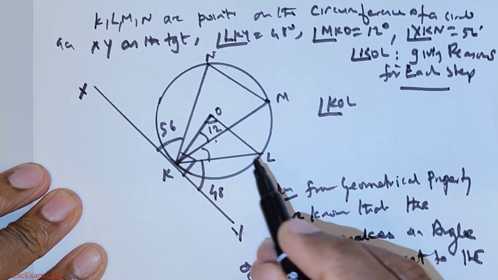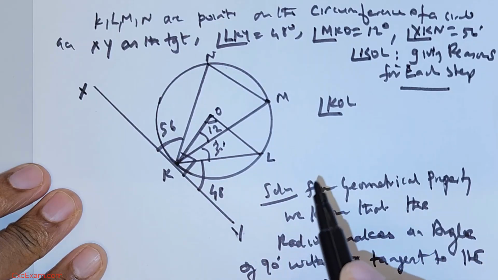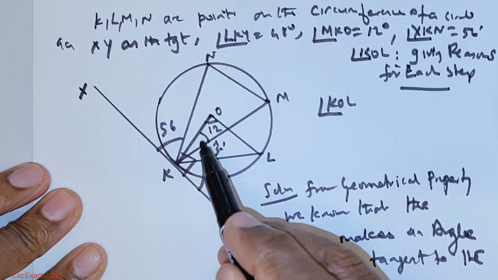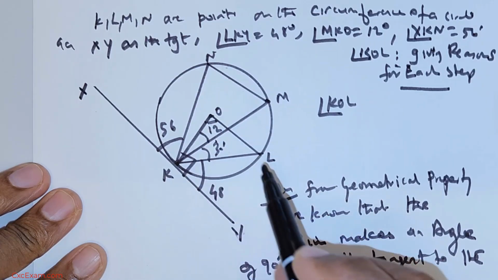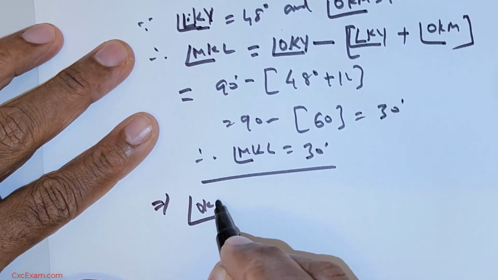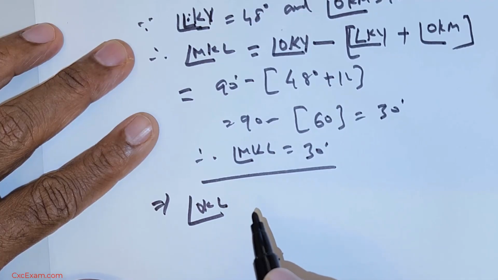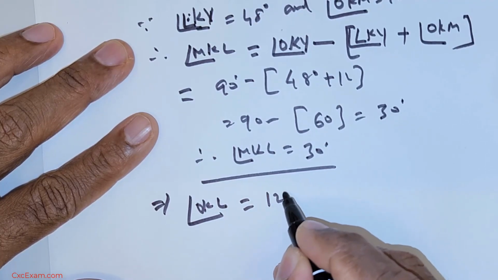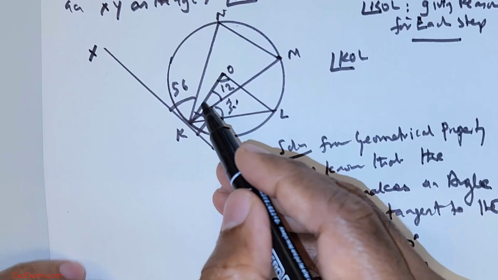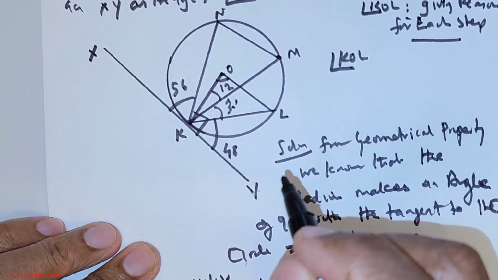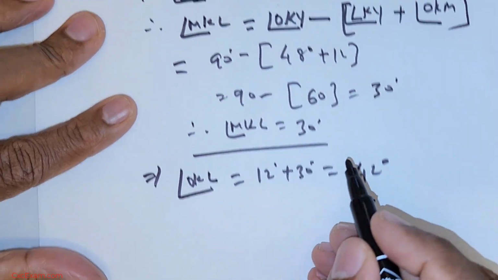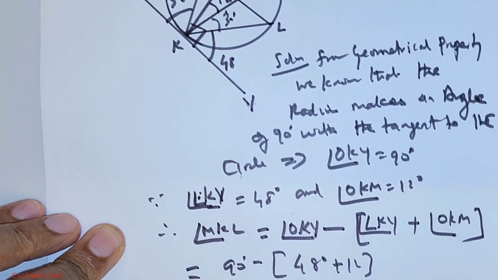Now you might be asking, why do I really bother to get MKL? Because I want to know what is OKL. Okay, so this means OKL is equal to 12 degrees plus 30 degrees is equal to 42 degrees. Okay, so this entire thing is 42 degrees. Now you may be again asking me, what is the big deal that you have got OKL as 42 degrees?